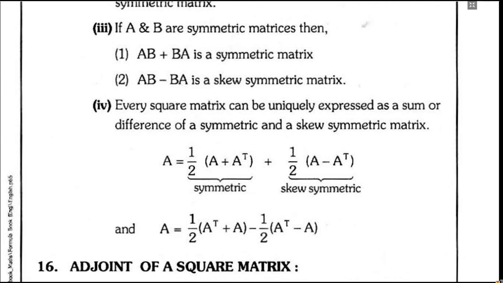Every square matrix can be uniquely expressed as a sum or difference of a symmetric and a skew symmetric matrix. This is a very important property. Any square matrix can be uniquely expressed as a sum or a difference of a symmetric and a skew symmetric matrix. For the sum we have A equal to half of A plus A transpose plus half of A minus A transpose, and for the difference we have A equal to half of A plus A transpose minus half of A transpose minus A. So this is how a given square matrix can be uniquely expressed as a sum or difference of a symmetric and a skew symmetric matrix.